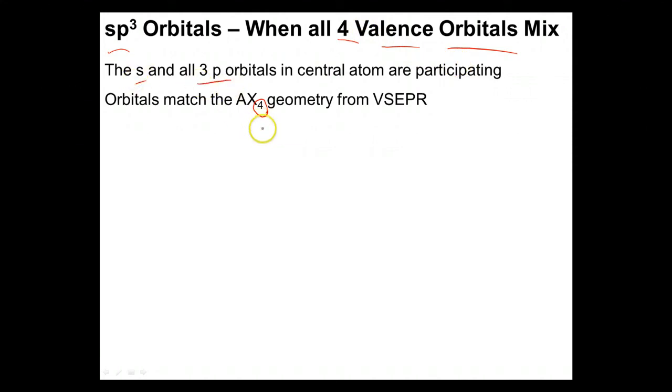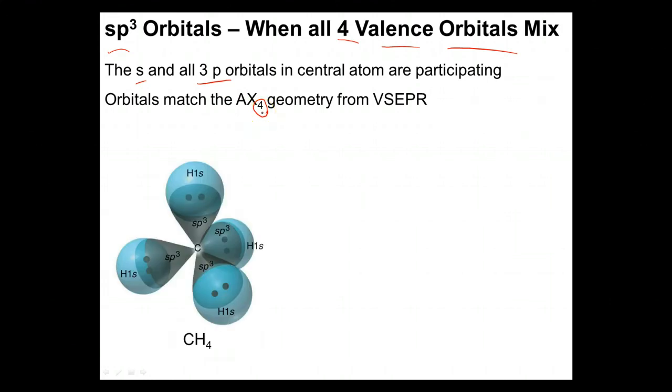Notice the symmetry between this theory and VSEPR. We have 4 orbitals here. They make 4 bonding regions here. So if you add up the X's and E's in AXE notation, that should equal the same number as the sp3. So AX4 and sp3 will be the same geometries. And so here's our methane molecule, CH4.